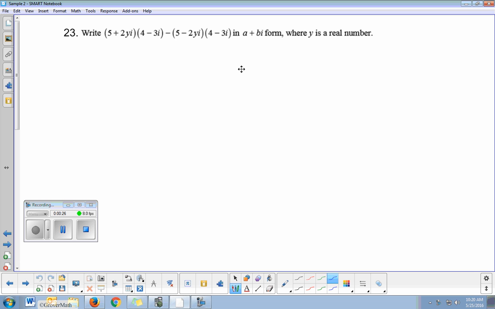There's two ways to really do this question. One is to multiply this out, and then worry about the subtraction. And that might be what most of you would do. So let's see. When we multiply out this piece over here, it's going to be a double distribution. 5 times 4 is 20. 5 times negative 3i is negative 15i. 2yi times 4 is 8yi, and 2yi times negative 3i is negative 6yi squared.